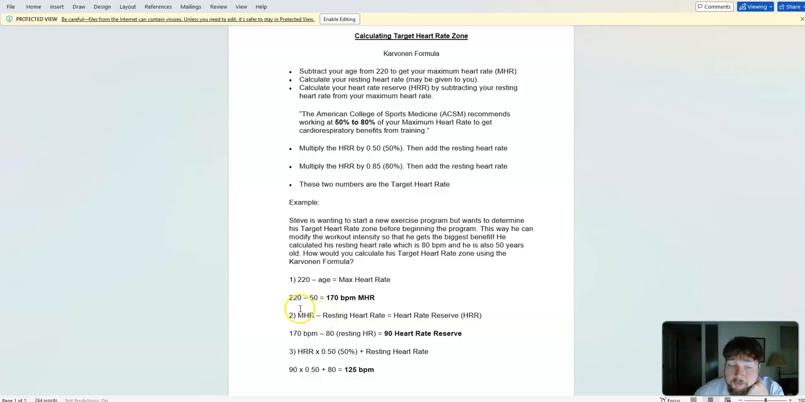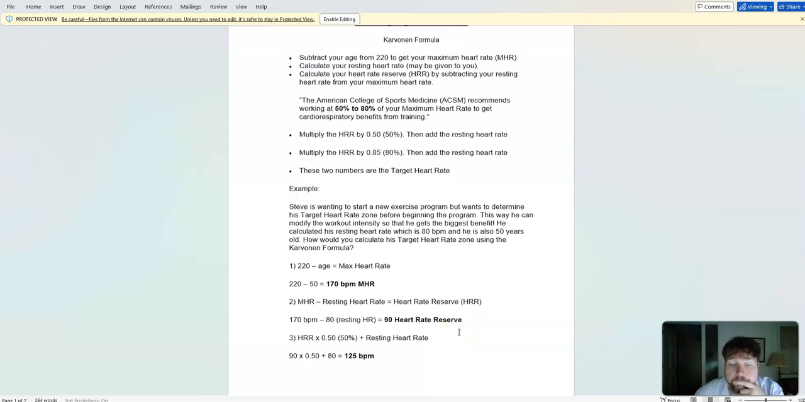Next thing to do is to calculate the heart rate reserve. Don't worry about what it's for, but it's part of the formula, the Karvonen formula. So you take the max heart rate that you just calculated for Steve, 170, minus the resting heart rate, which was 80. So 170 minus 80 is 90 heart rate reserve.